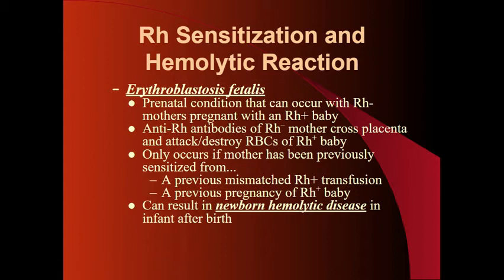Why this is so important has to do with pregnancy and something called erythroblastosis fetalis. This is a prenatal condition that can occur with an Rh negative mother pregnant with an Rh positive baby. Anti-Rh antibodies of an Rh negative mother could cross the placenta and attack and destroy the red blood cells of the Rh positive baby. This only occurs if the mother has been previously sensitized.